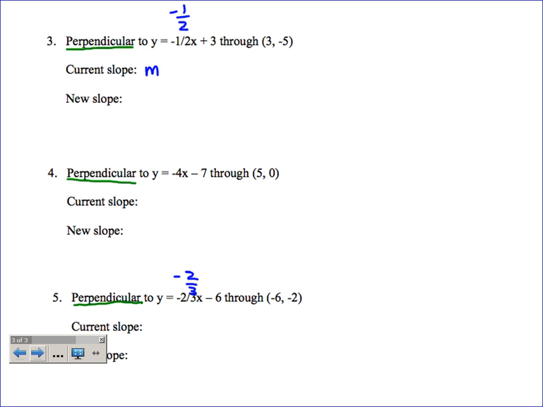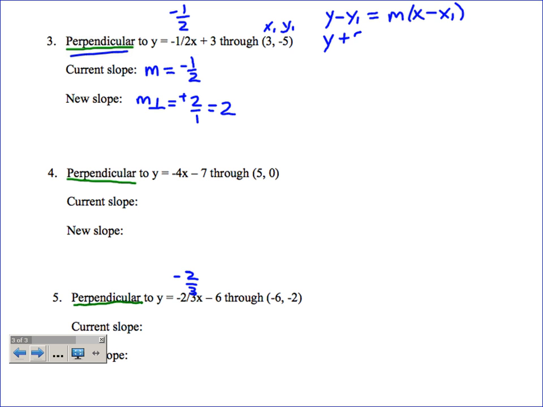We'll again identify our slope in this first one. Our slope is negative 1/2. Since we're working on a perpendicular line, our perpendicular slope, that's how you pronounce it, you would end up flipping this, which would be 2/1, and we'll change it to positive. Probably the best way to write that is just to write it as 2. Again, we'll work with the formula y minus y1 equals m times x minus x1. We'll substitute in, this is our x1, this is our y1. This would be y plus 5 equals a slope of 2 times x minus 3.